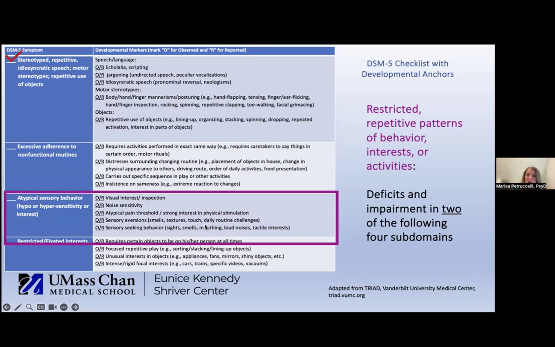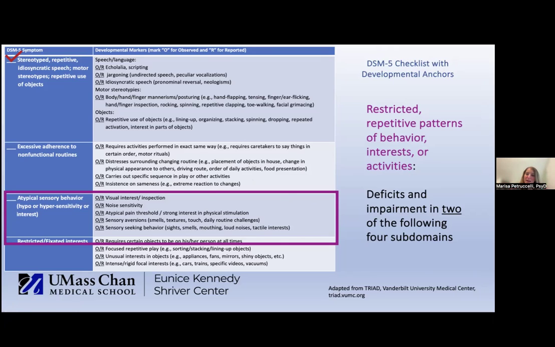Sensory behaviors are new to DSM-5 for autism spectrum disorders, but many people have been working with this population for a long time. This is not new information. So visual inspection or interest, so that's examining things very closely from certain angles and certain ways. Those are some of the things that might come up more obviously in this area, but also the sensitivity to different kinds of environmental stimuli, the child that really has a sensitivity to certain noises.